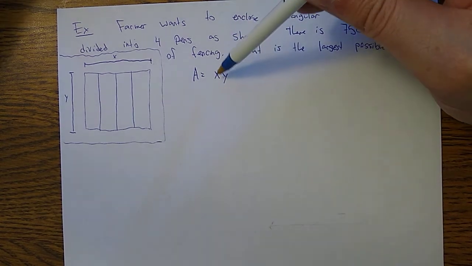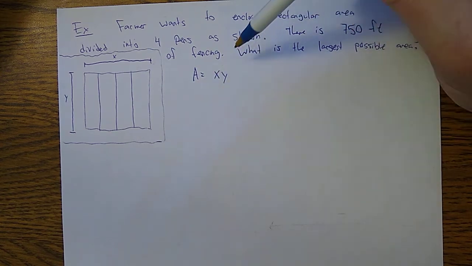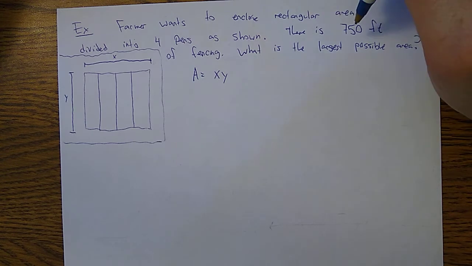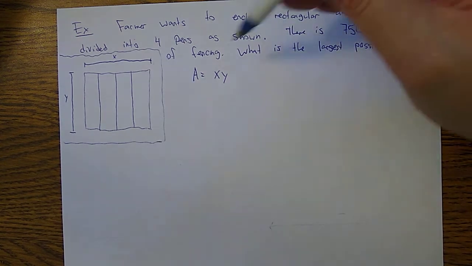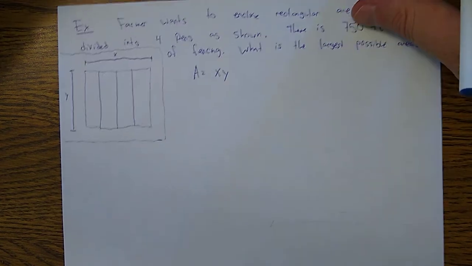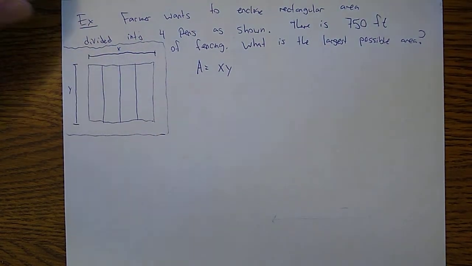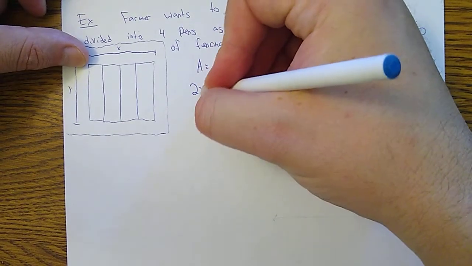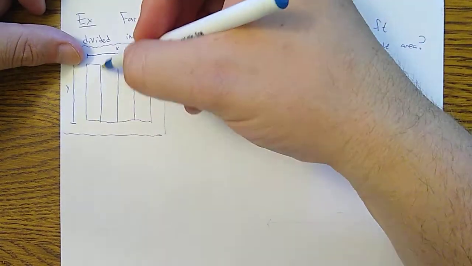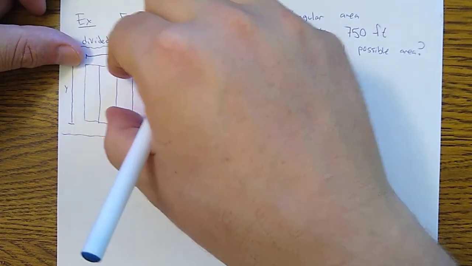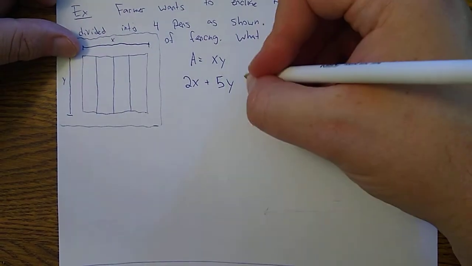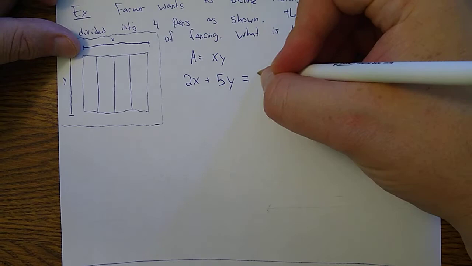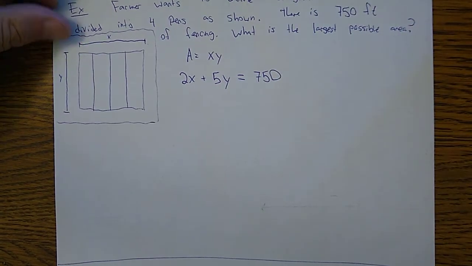So I need to find some information that allows me to replace x or y. What I know is something about the total amount of fencing. There's 750 feet of fencing. So that's going to help me. So the amount of fencing, let's see, I've got one side of length x. I've got another side of length x. So that's 2x. And then I've got 1, 2, 3, 4, 5 pieces whose length is y. And that would equal 750 if I use all the fencing.